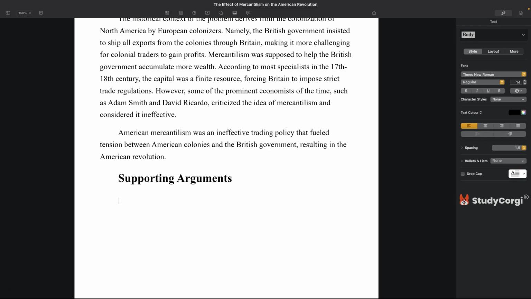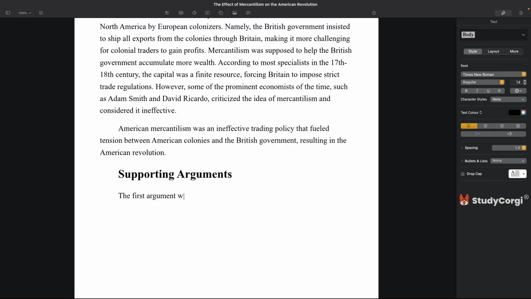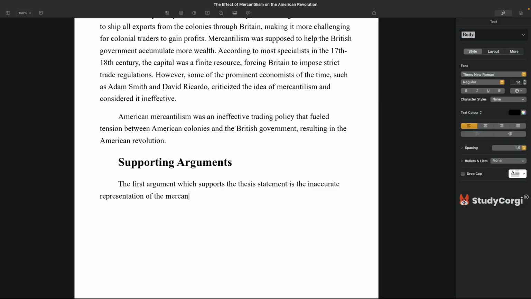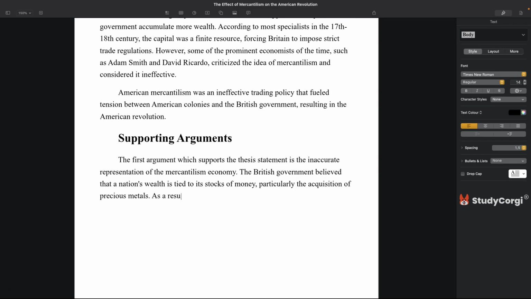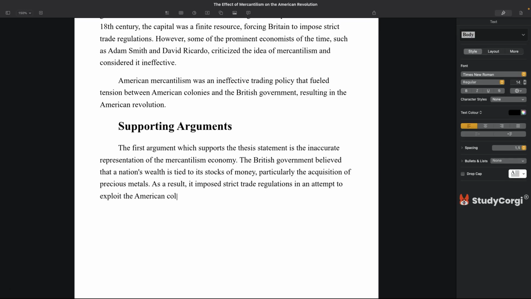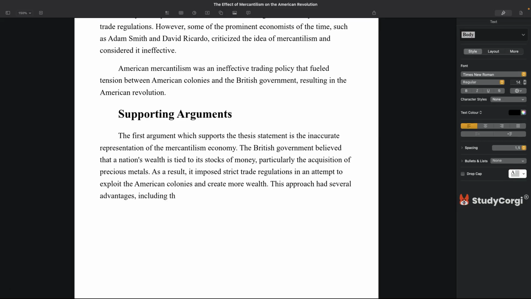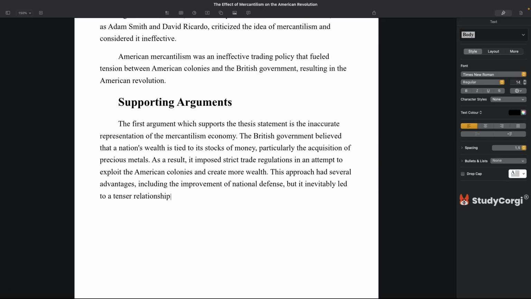Supporting arguments. The first argument which supports the thesis statement is the inaccurate representation of the mercantilism economy. The British government believed that a nation's wealth is tied to its stocks of money, particularly the acquisition of precious metals. As a result, it imposed strict trade regulations in an attempt to exploit the American colonies and create more wealth. This approach had several advantages, including the improvement of national defense, but it inevitably led to a tenser relationship between the colonies and Britain.